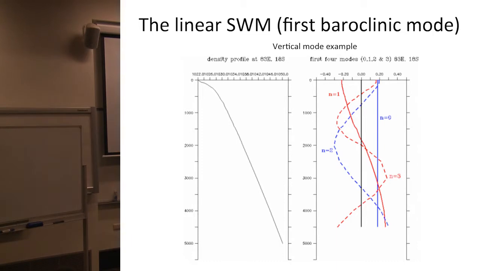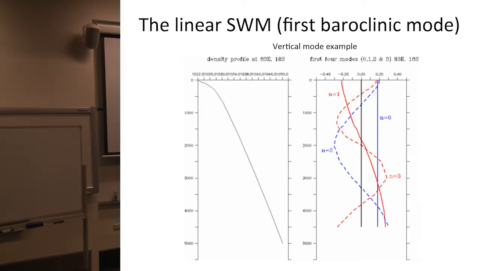This is basically what you consider when you're considering a linear shallow water model. If you're talking about a first baroclinic mode shallow water model, this is just a vertical temperature profile or density profile at some given point. It's in the Indian Ocean, about 18 south. But you can do this pretty much anywhere in the equatorial oceans, and you'll find the same.